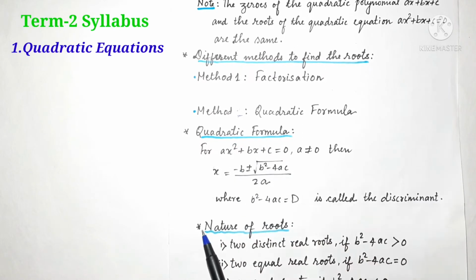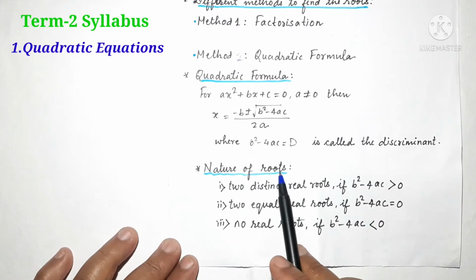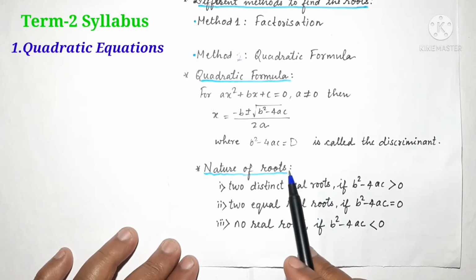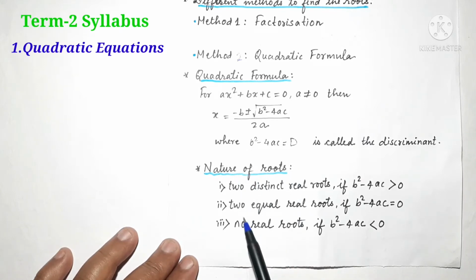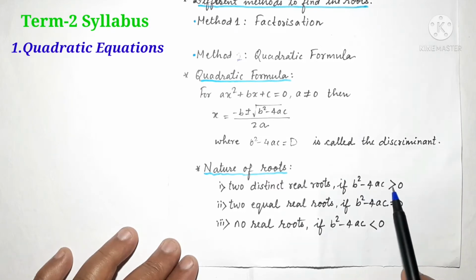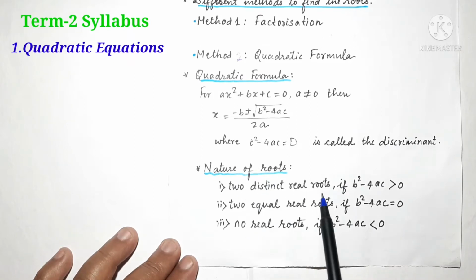The fourth and the last topic of this chapter that you have to learn is the nature of roots. Now there are 2 roots. And what are the natures of roots? There are 3 natures. First nature, 2 distinct real roots. So roots will be different and they are real if b square minus 4ac is greater than 0, or discriminant is greater than 0. Then the nature of the roots is 2 distinct real roots.